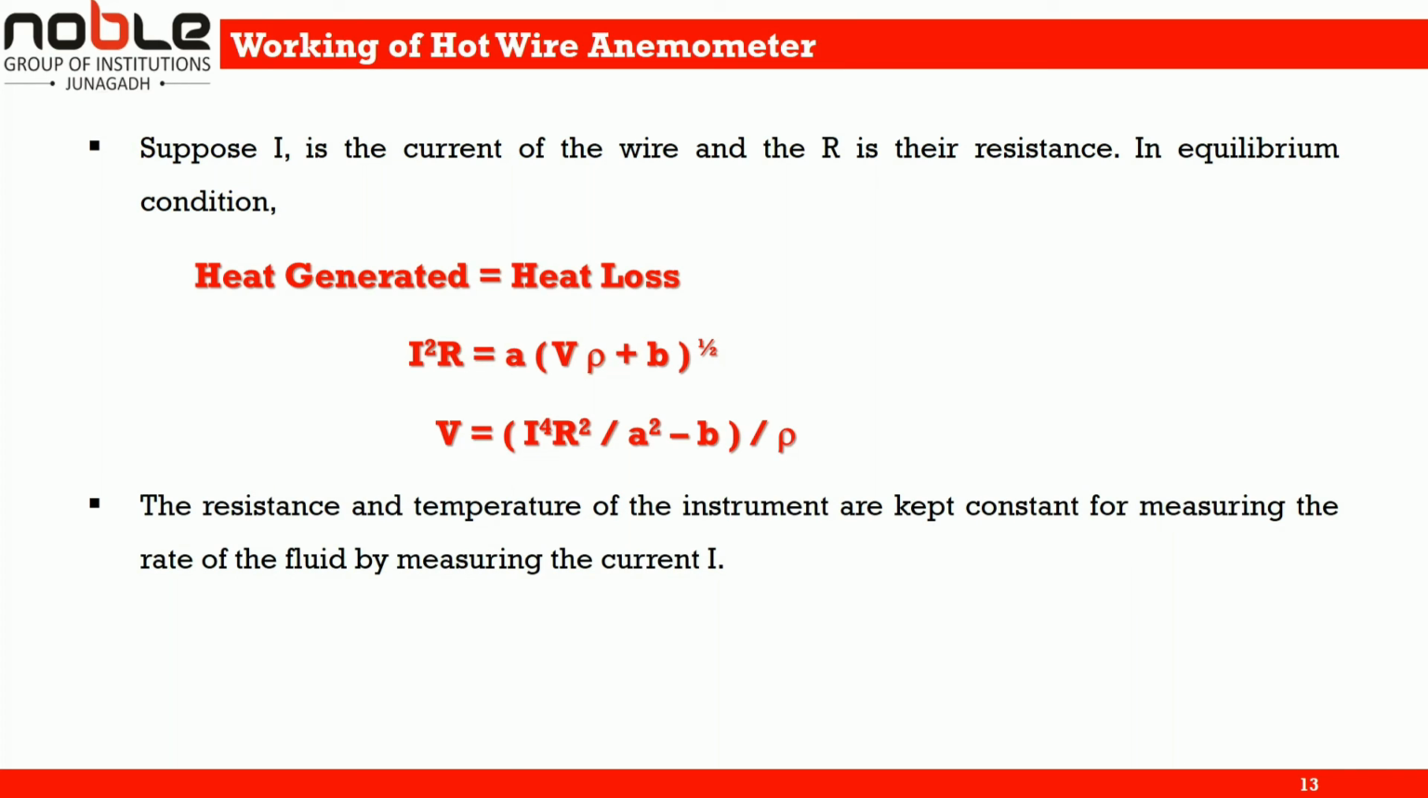The resistance and the temperature of the instrument are kept constant for measuring the rate of fluid flow by measuring the current I. So with these two methods, the constant current method and the constant temperature method, we can measure the flow rate, or we can say we can measure the velocity of the fluid by using the hot wire anemometer.